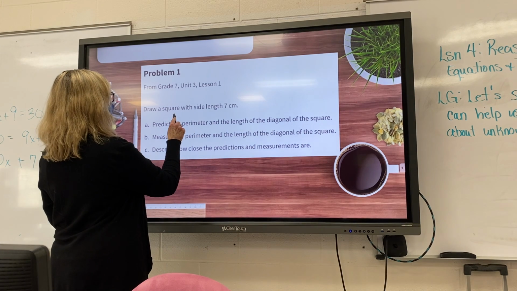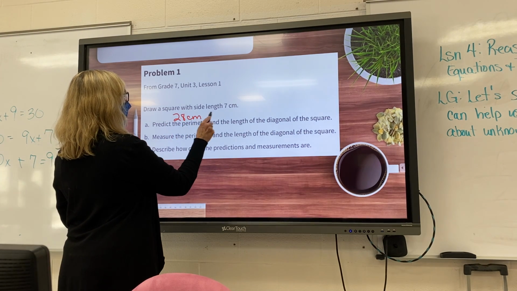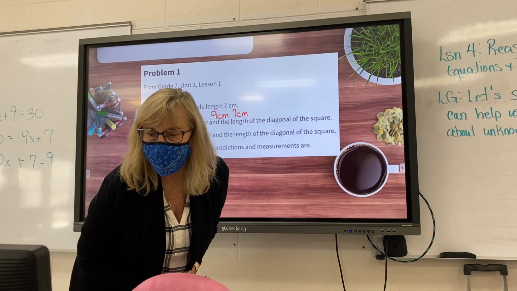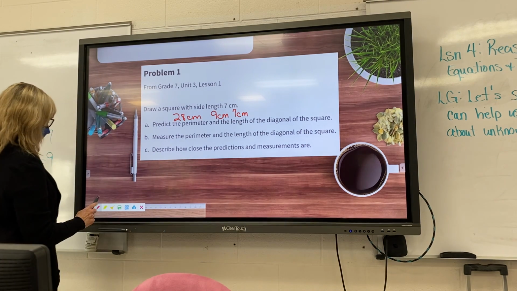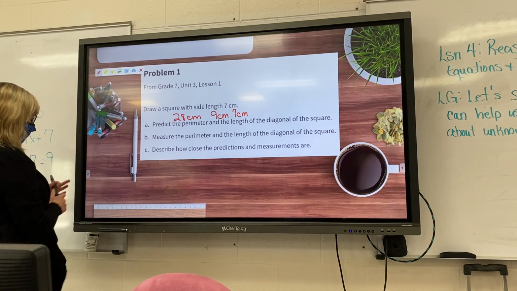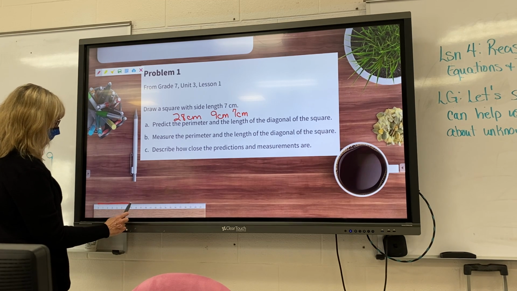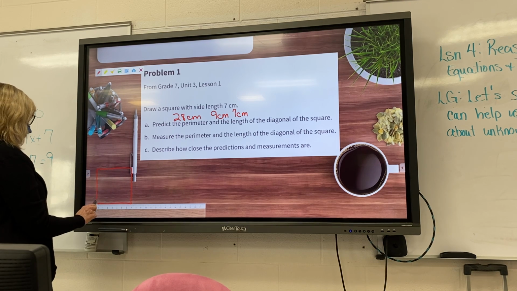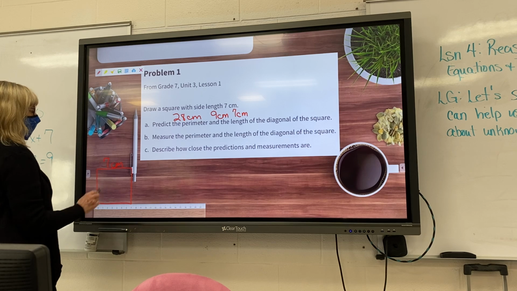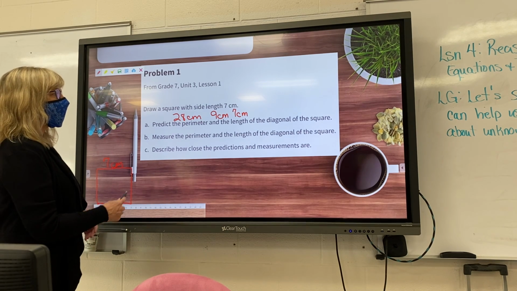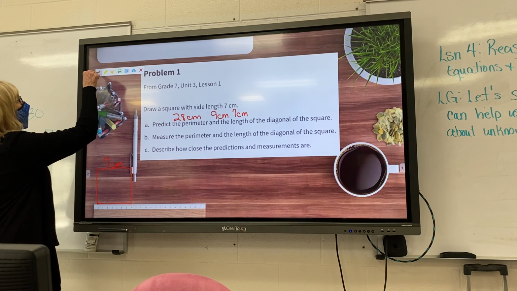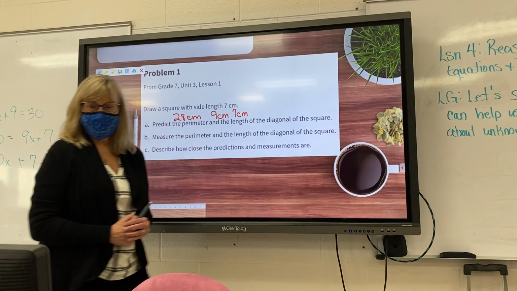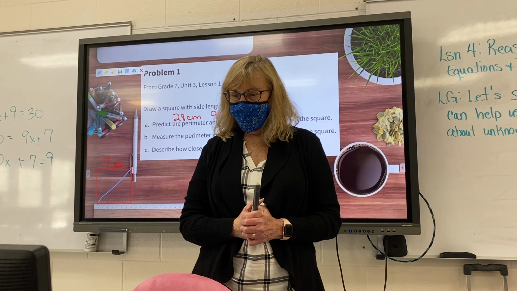Okay, so I've got predictions of 28 centimeters, 9 centimeters, and 7 centimeters. Okay? So if we drew this, here is 7. We're going to call it 7. Now I want you to predict the diagonal. Those of you at home, predict the diagonal. So the diagonal goes here. Put it in the chat. Hit enter.